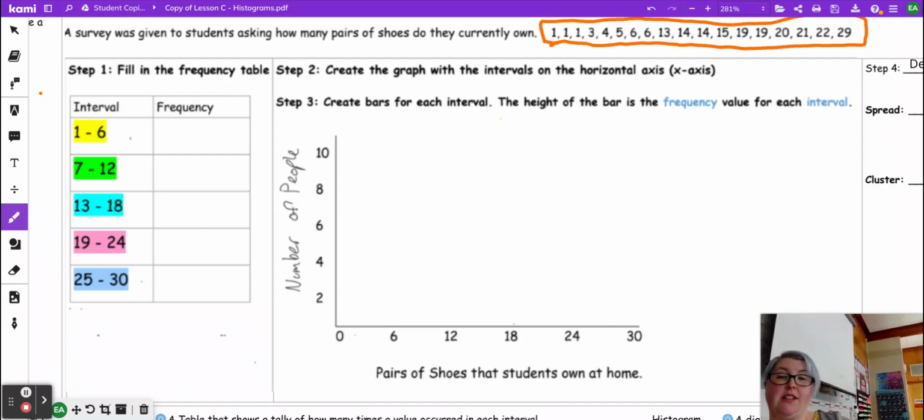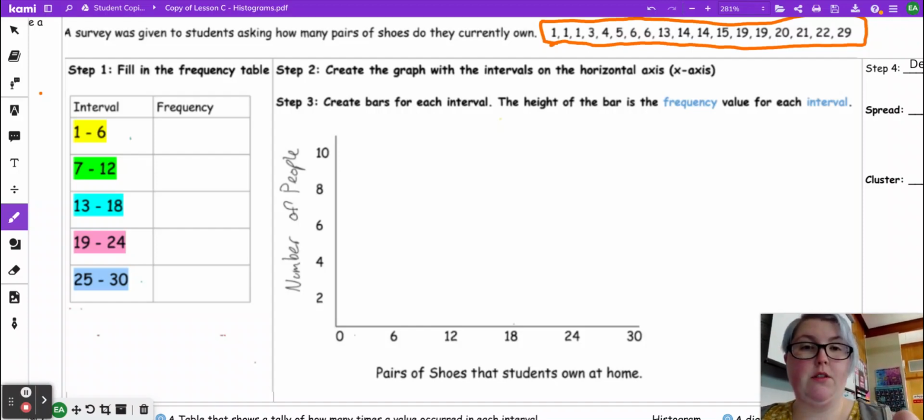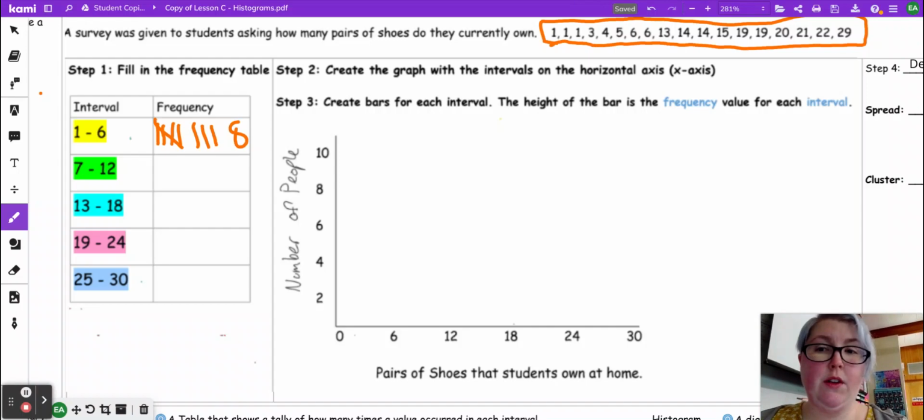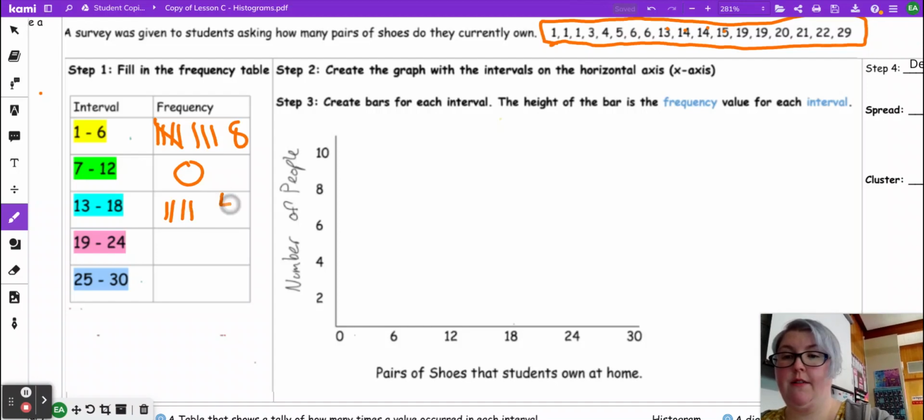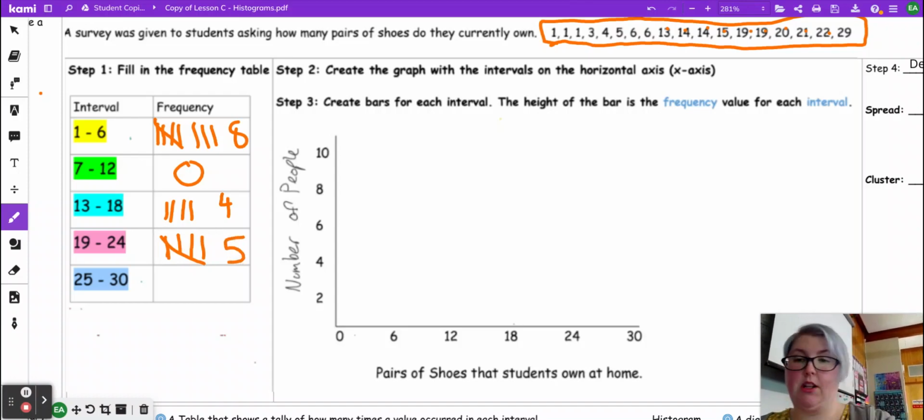Our first interval is 0 to 6. We're just going to tally up. We have 1, 2, 3, 4, 5, 6, 7, 8. I like to make tally marks. So there are 8 total. In 7 to 12, we don't have any. We have 0. From 13 to 18, we've got 1, 2, 3, 4, so we've got 4 there. From 19 to 24, we've got 1, 2, 3, 4, 5. And from 25 to 30, we've got 1.